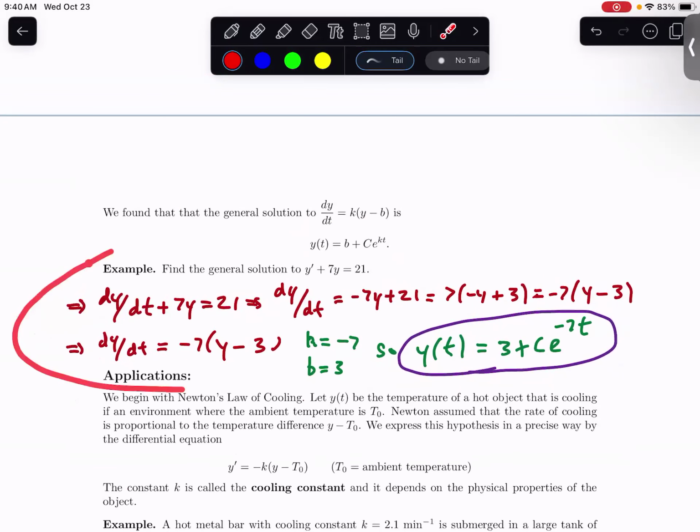Okay, any questions about this example? Yeah. You can also get that going through integration, right? Yeah, you can just use the same techniques we've already done.